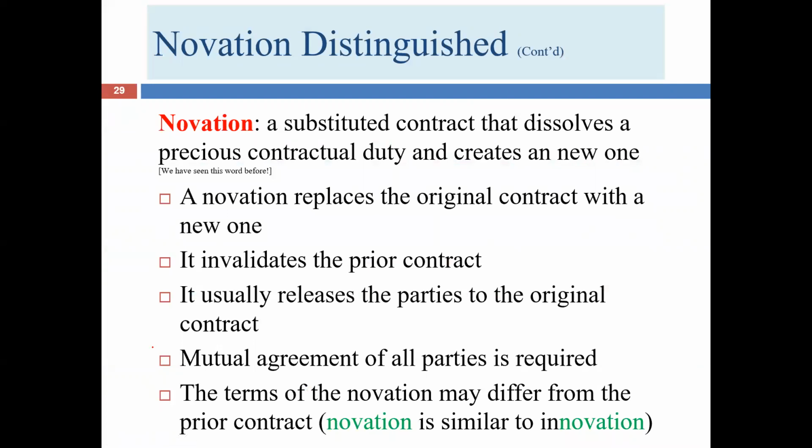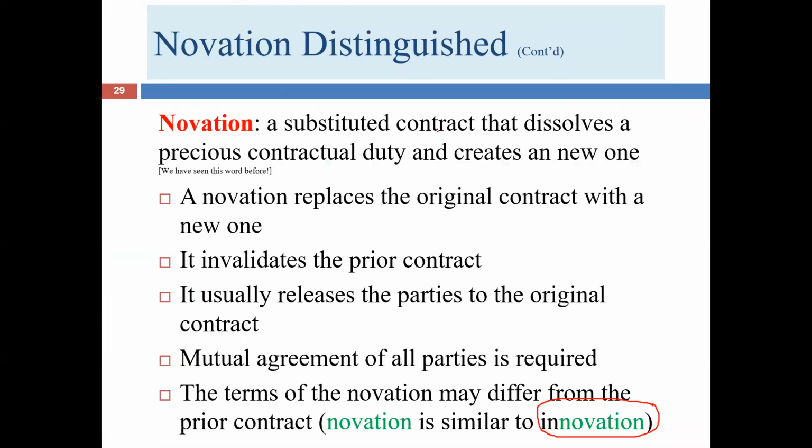So what is a novation? The way that I remember it is that it's like the word innovation. You put the IN in front of it, we have the word innovation. And when I think of innovation, I think of something new. Maybe it's an invention. If you're Thomas Edison, it might be the light bulb. If you're Alexander Graham Bell, it might be the telephone. It's an invention, a new thing. Well, a novation is something new too. But it's not an invention, it's a new contract.